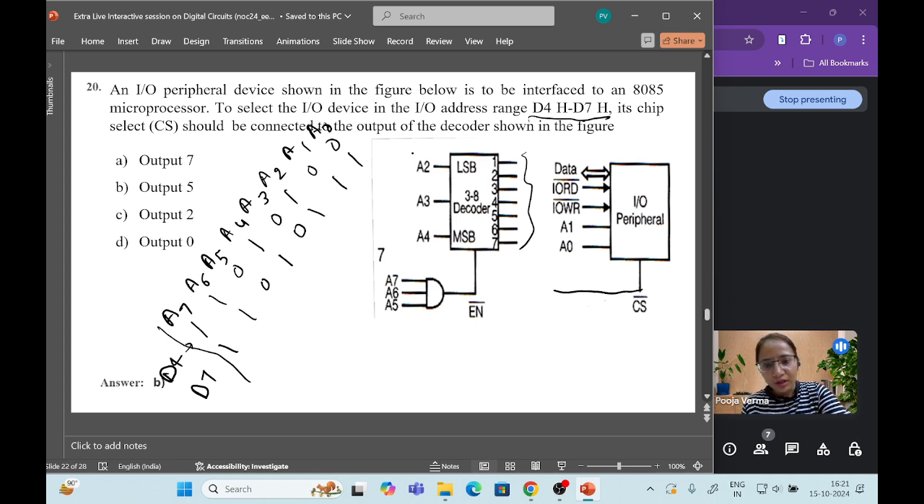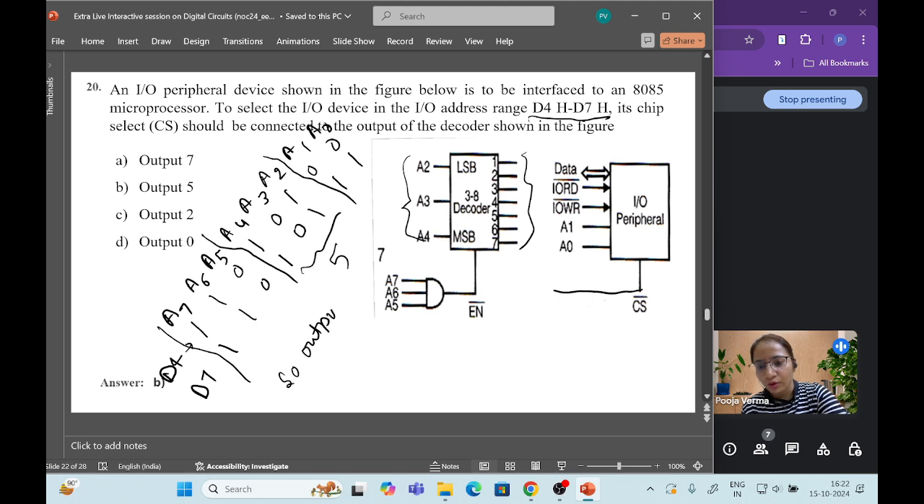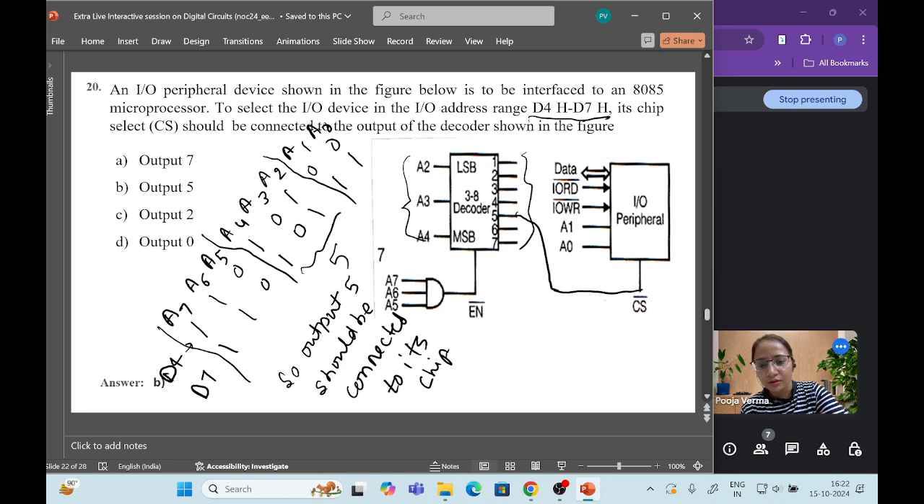So here what are the inputs? A2, A3 and A4. What is the decimal equivalent of A4, A3, A2? So it is 5, right? So output 5 should be connected to its chip select. Okay, that means output 5 is connected to the chip select.